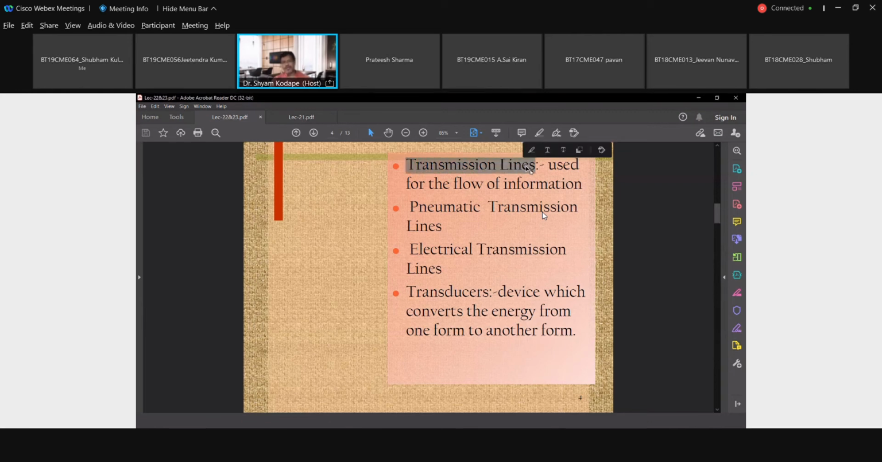Transmission lines are used for the flow of information. It may be pneumatic transmission lines or it may be electrical transmission lines. Electrical transmission lines carry the current in the range of 4 to 20 milliampere, while the pneumatic transmission lines carry the compressed air, in the 3 to 15 psi.